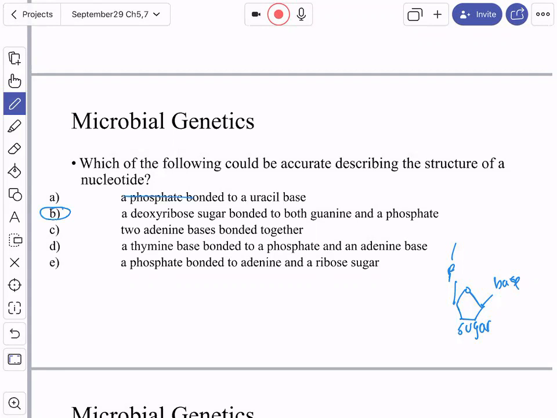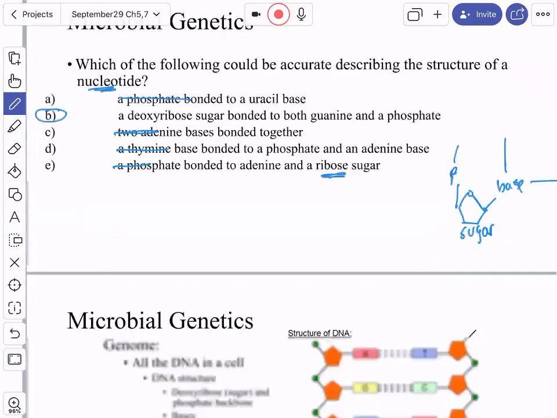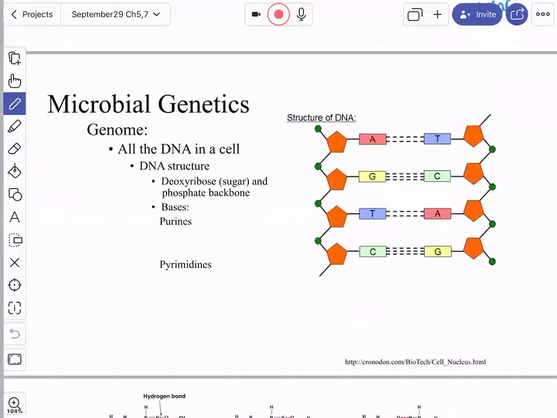You never have 2 bases bonded together on the same strand. They bind to their complementary base on the other strand. You would never have a base bonded to the phosphates. And of course, a nucleotide, we would call it a ribonucleotide if it was RNA, and you would have ribose sugar.